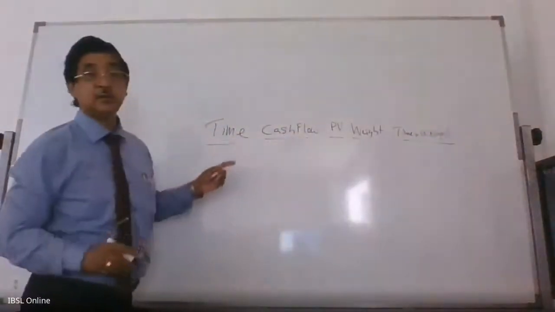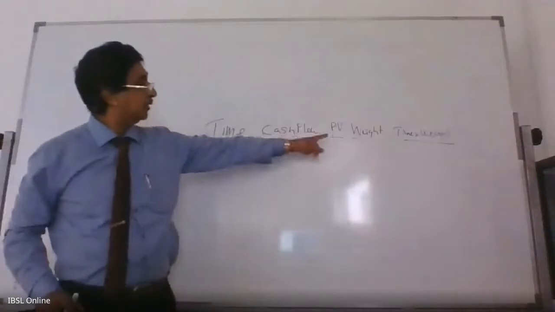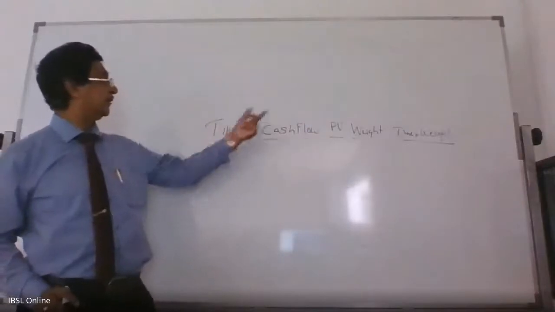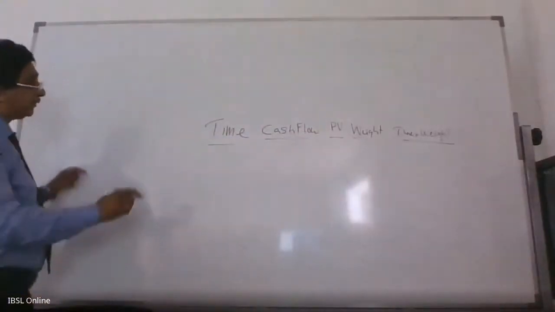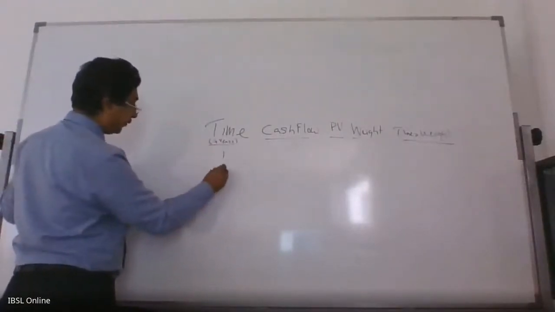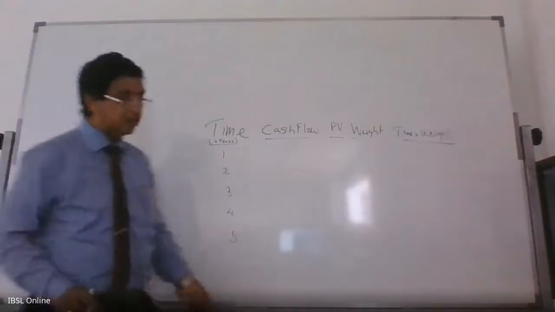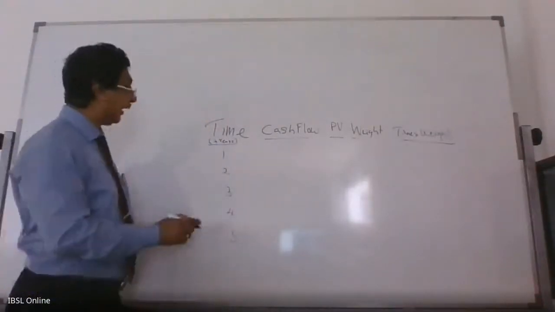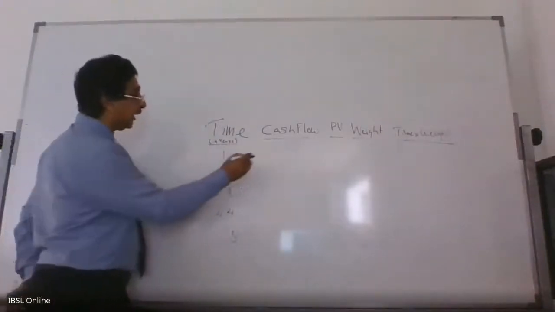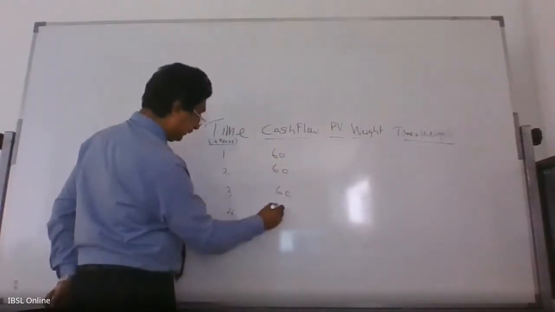Now these are the column headings: time, cash flow, present value, weight, time into it. Now time is this and weight is this. Now when you say time in years, 1, 2, 3, 4, 5. It talks about a 5-year bond. And cash flows are, we assume the face value of the bond as 1000. So cash flow is 60, 60, 60, 60 and 1060.